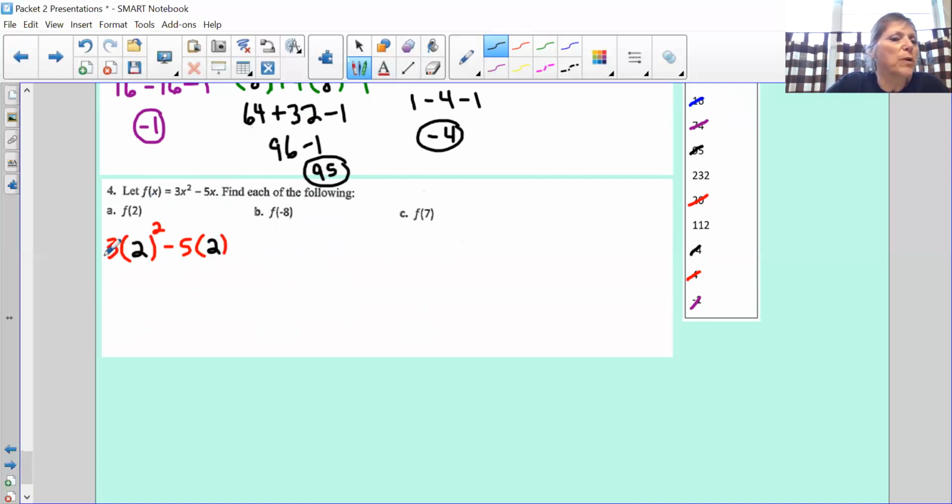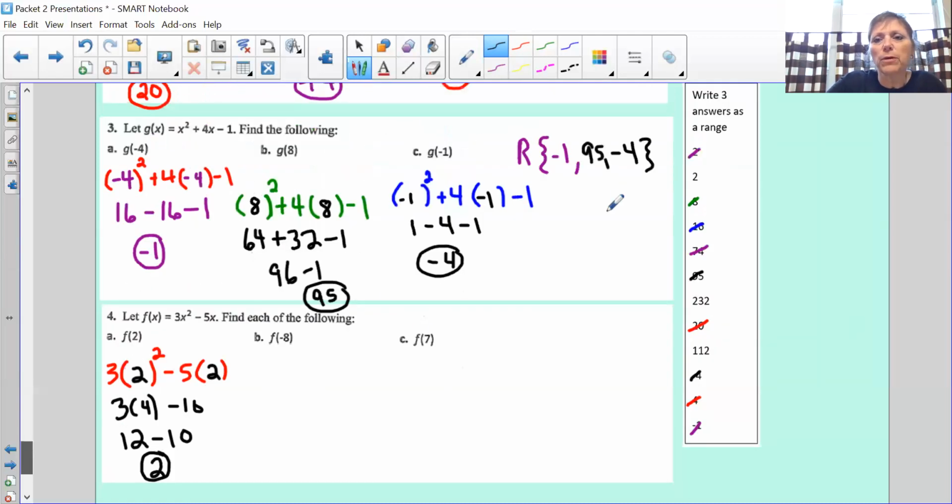Okay, so one more time, we don't multiply first, we do the exponents first. 2 squared is 4, so 3 times 4. And then minus 5 times 2, which is minus 10. So 12 minus 10 is 2. Okay, and I know we have a 2 answer left over up here. Here it is. And start making my range. 2 is my first answer.